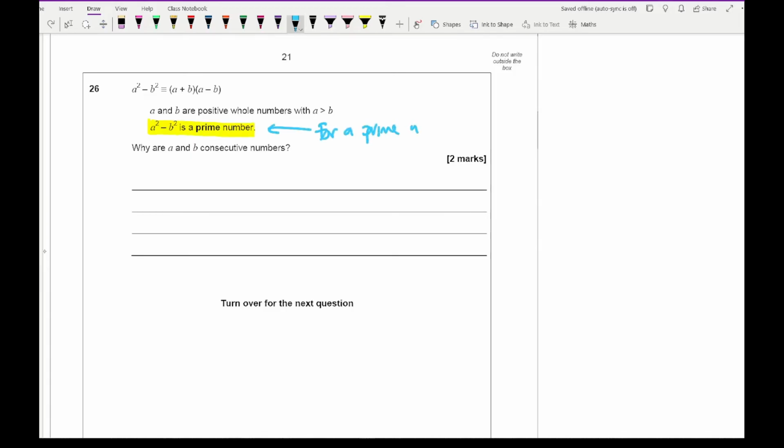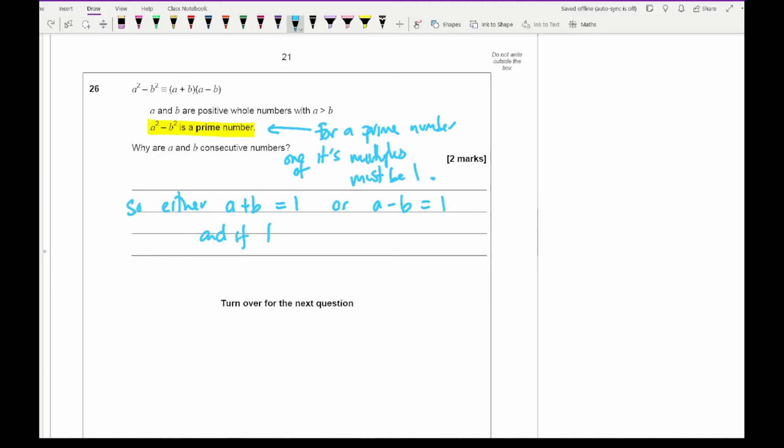one of its factors must be 1. So therefore either a plus b equals 1 or a minus b equals 1. And if this is the case, then if either when you add the numbers it's 1 or the difference between the numbers is 1, a and b must be consecutive numbers. And there we go.